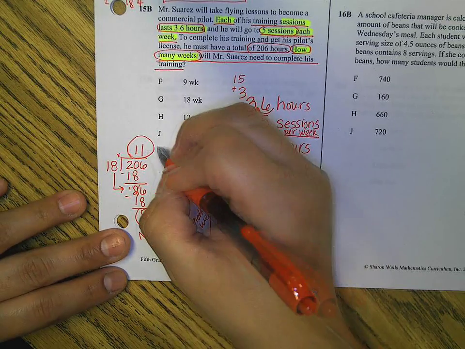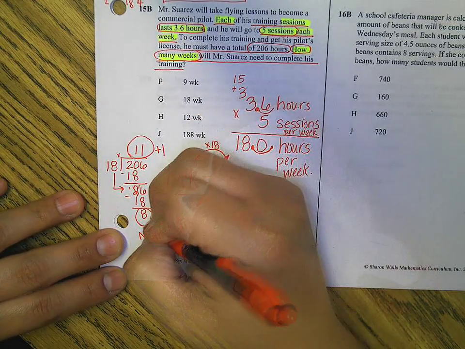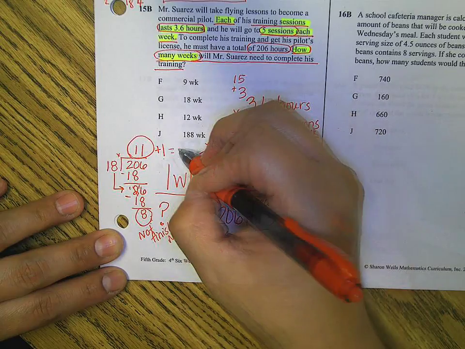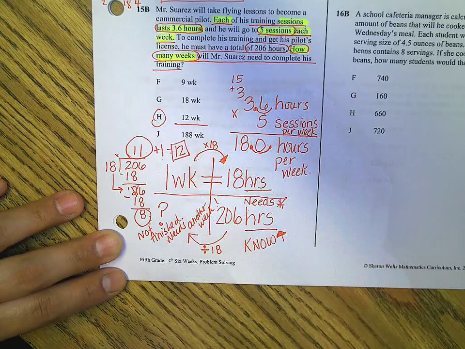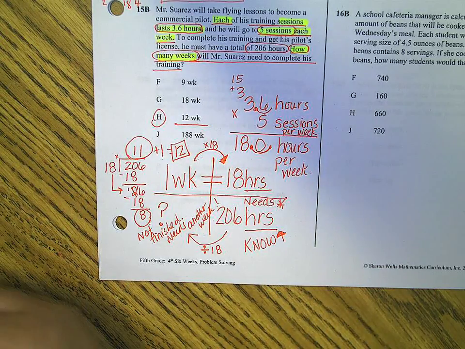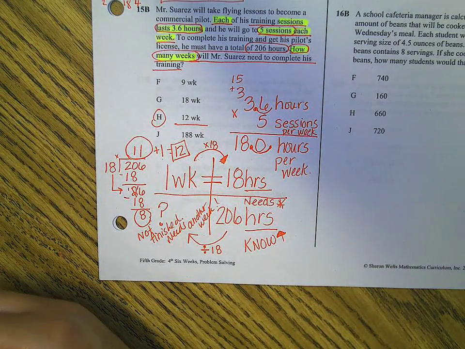So I'm going to go from this 11 plus 1, because this 8 hours tells me to add another one. That tells me that I'm working with 12 weeks. Any questions on interpreting the remainder? No? We're good?